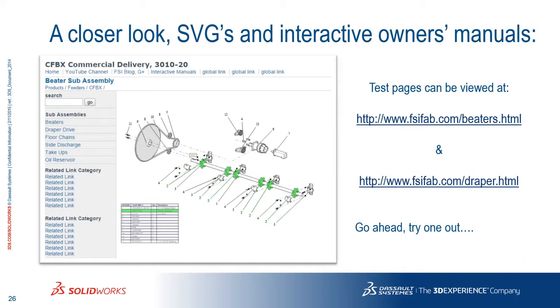If you have a mobile device with you and you've got a second to try to open up one of these, I'd really encourage you to go ahead and try FSIFab.com Beaters HTML or Draper HTML. Pull it up on the browser on your device, see what happens, pinch and zoom the illustration, touch it around, rotate your screen.